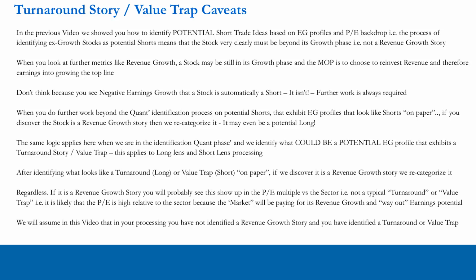Now, when you look at further metrics like revenue growth, a stock may still be in its growth phase, and the management operating plan is to actually choose to reinvest revenue and therefore earnings into growing the top line revenue. So again, don't think because you see negative earnings growth on paper that a stock is automatically a short. It just isn't. You always have to do further work.